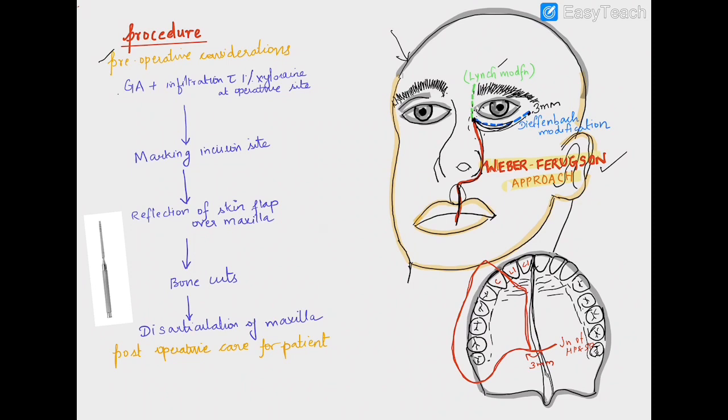Once you have all the consent of the patient, keep an adequate amount of IV fluids and blood ready, and then you can give the general anesthesia. Along with the general anesthesia, often you have to infiltrate the operative site, that means the cheek and the lip area, with 1% xylocaine with adrenaline. That is for the purpose of controlling the bleeding during the surgery.